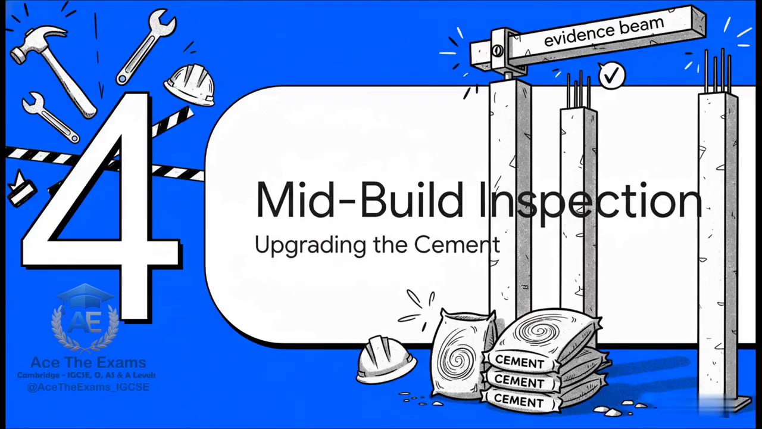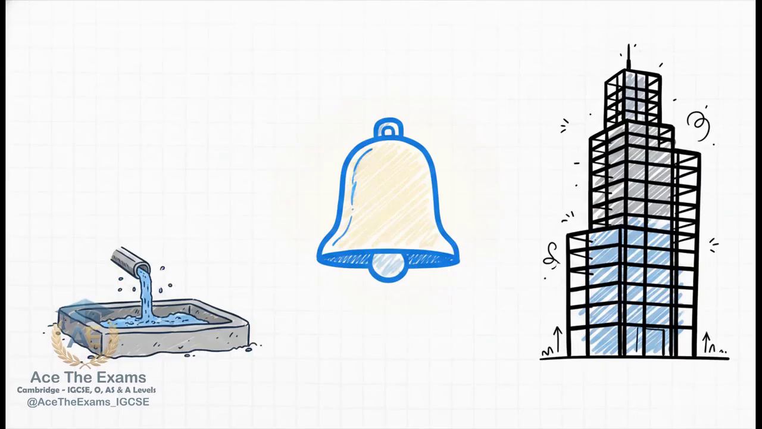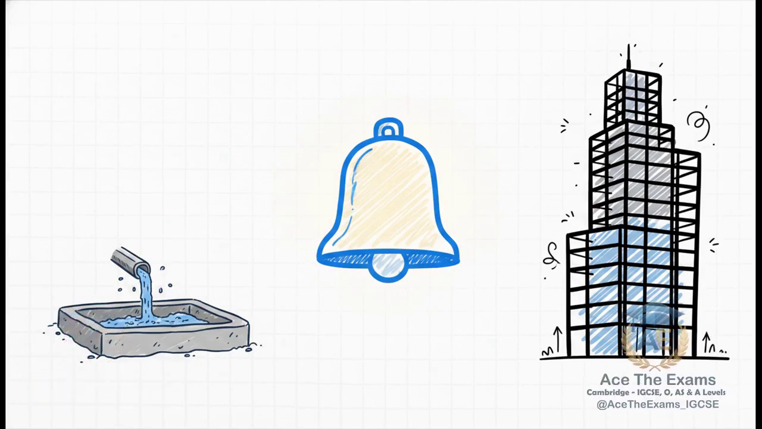Phase 4 already. Let's do a mid-build inspection and upgrade our cement. All right, tools down for a second. Site inspection. Before we pour the final layer of concrete on our explainer today, we are running a mandatory site safety audit. Make sure your construction line is reinforced.